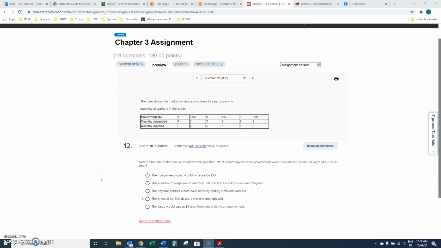The other question that the student was inquiring about was this one right here. Refer to the information above to answer this question. What would happen if the government were to establish a minimum wage of $6.50 an hour? Here's the hourly wage, the quantity demanded at that wage, and the quantity supplied at that wage. At $6.50 an hour, these are in hundreds, so the quantity demanded would be 400 workers, but the quantity supplied would be 600 workers.